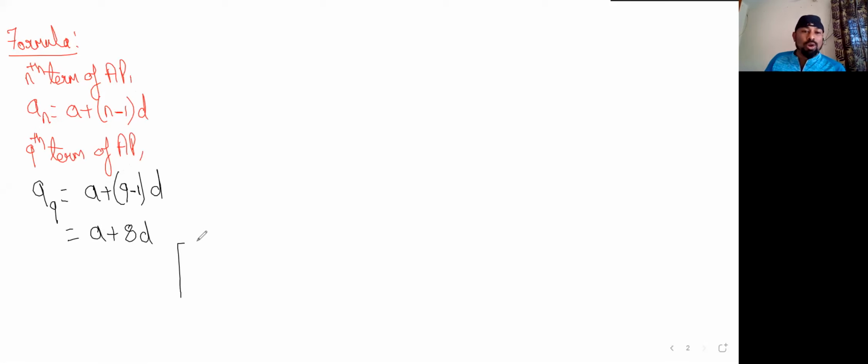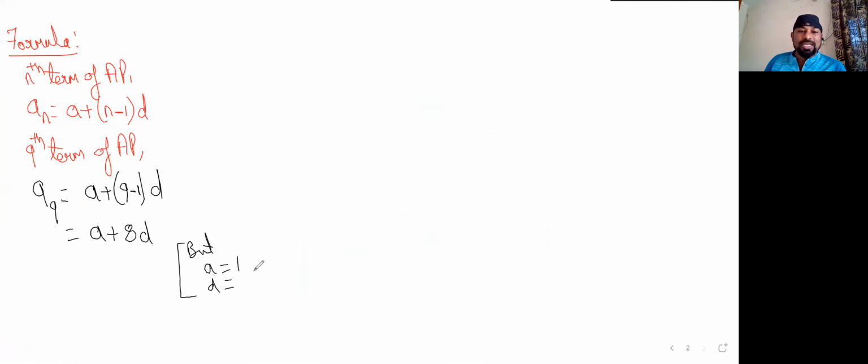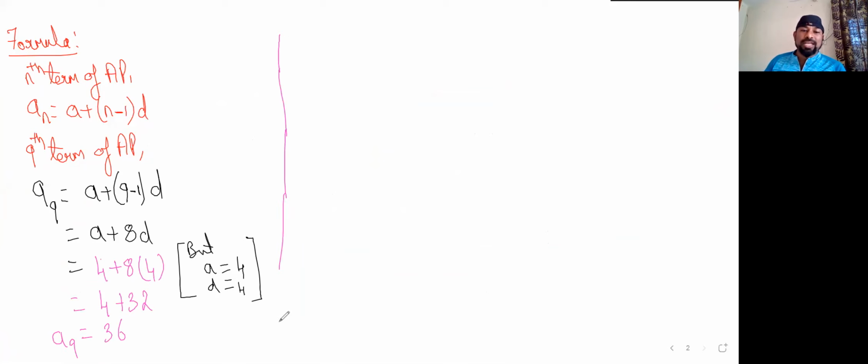But as you all know, what is the value of A and what is the value of D? Let's check. The A value we got as 4 and the D value also we got as 4. Both are 4. So A is equal to 4 and D is equal to 4. Let's substitute there. In the place of A, I'm substituting 4, and in the place of D also, I'm substituting 4. That is 4 plus 32, which is nothing but 36. So we got A9 as 36.